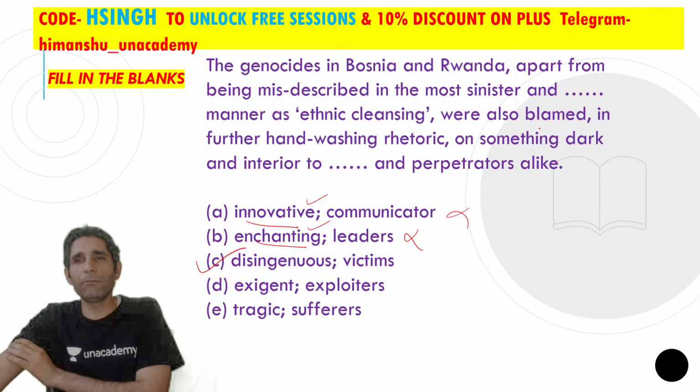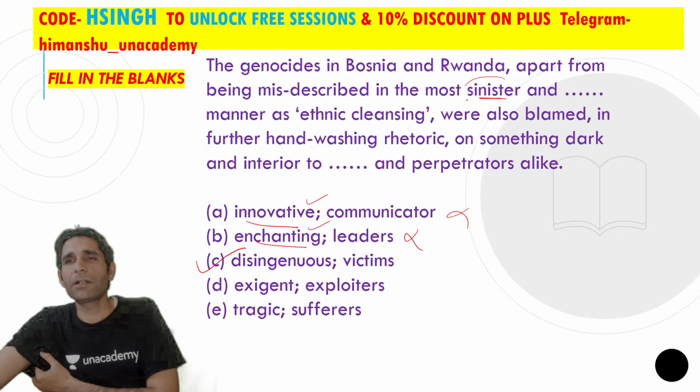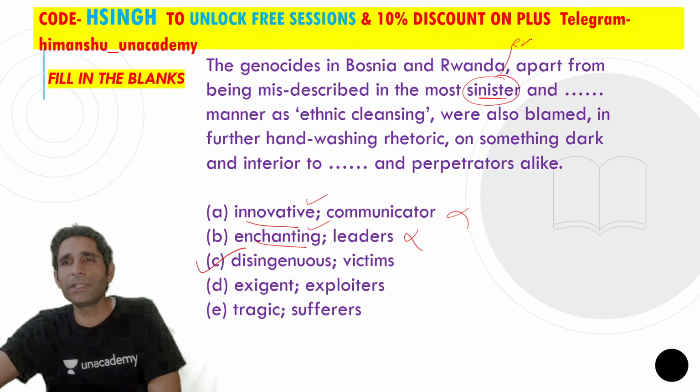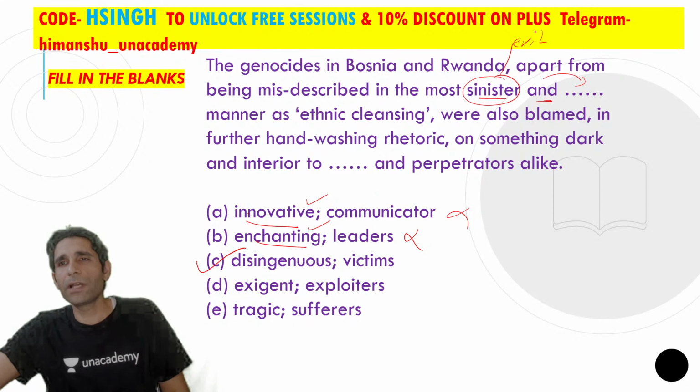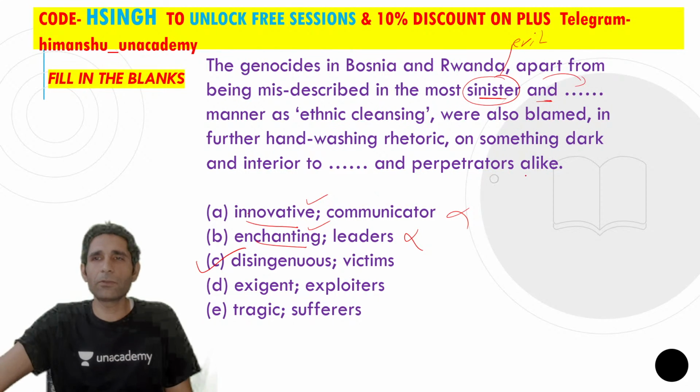तो यहाँ पे we have the word sinister. Sinister का मतलब evil होता है. Okay, and you see this conjunction "and" here. So obviously we need a negative word, है ना. Evil के साथ तो यार आप कोई ऐसा word enchanting वगैरह तो pair करोगे नहीं. So we can rule out this option first and second.